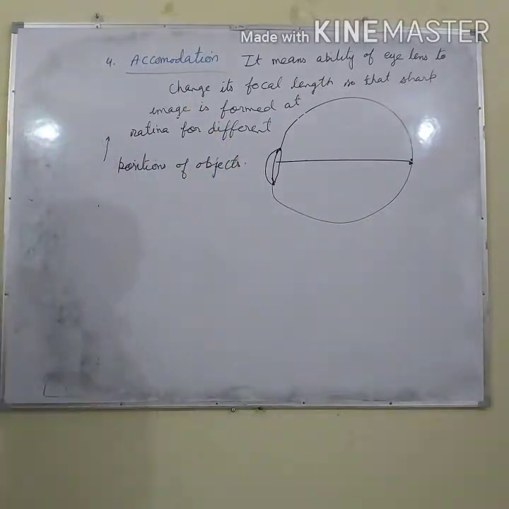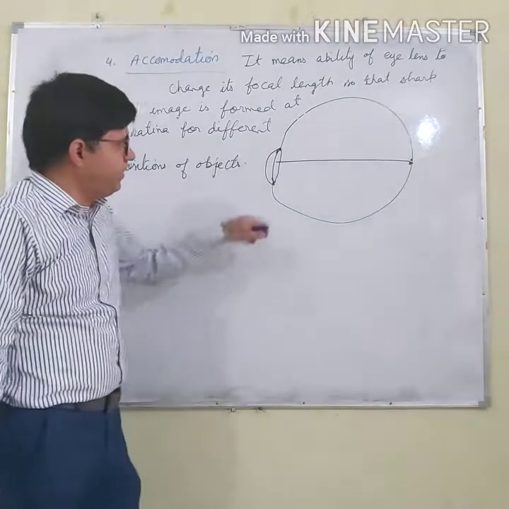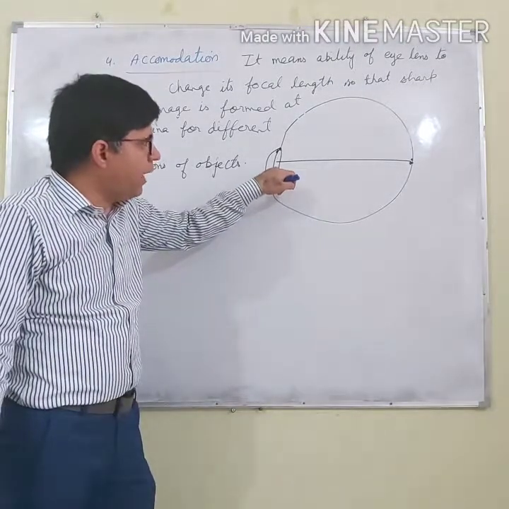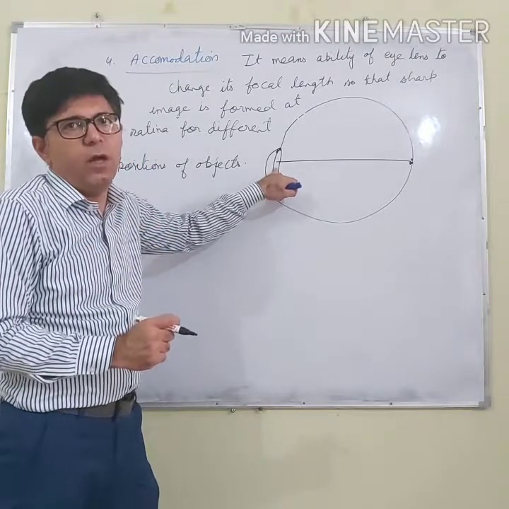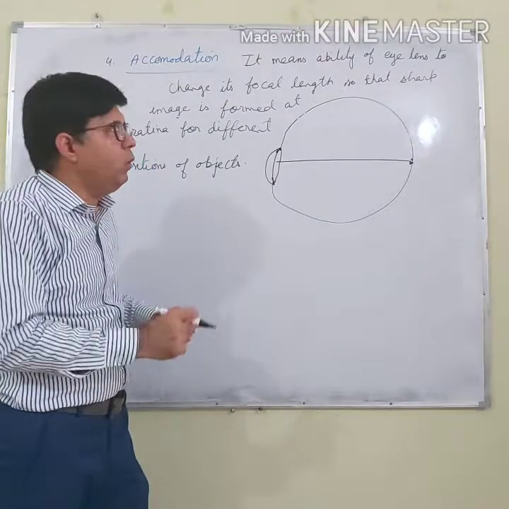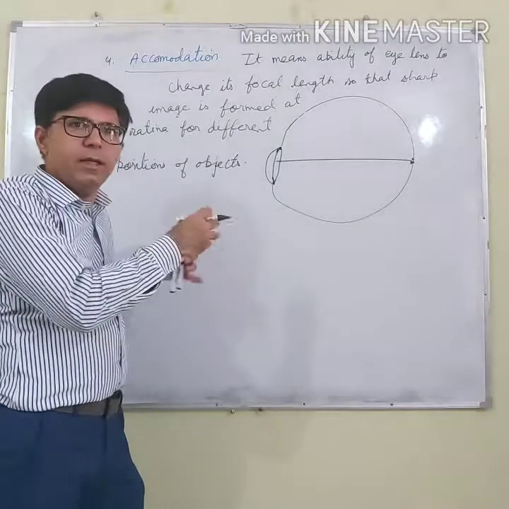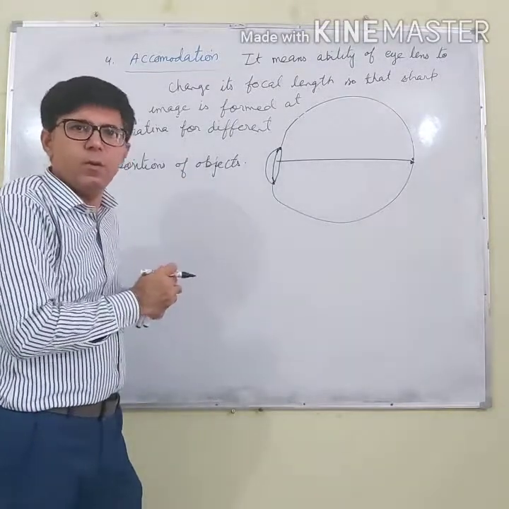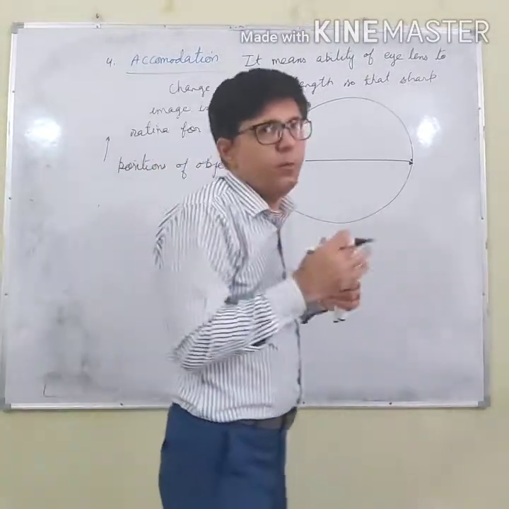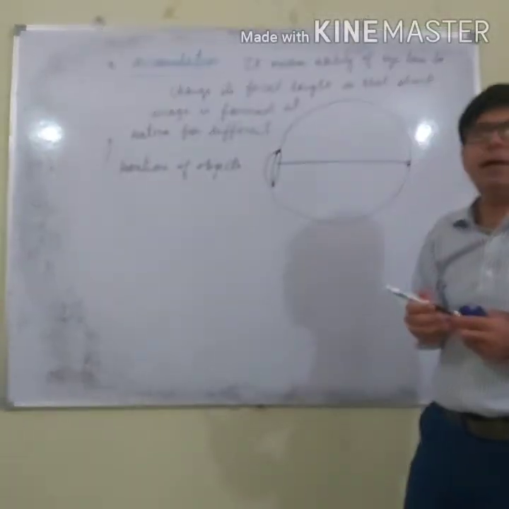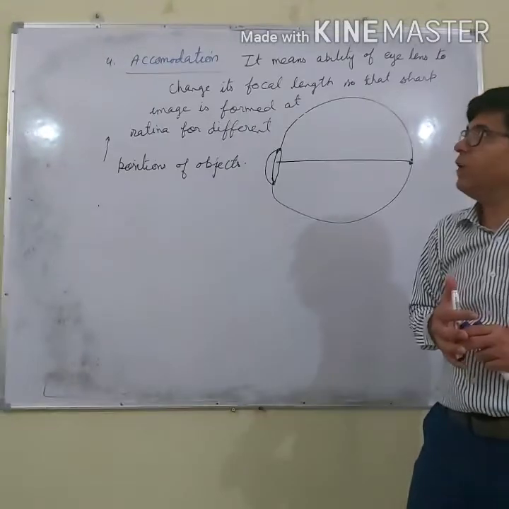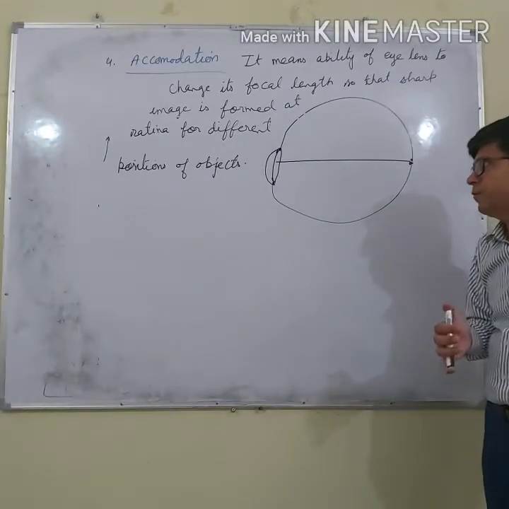So this is the definition of accommodation. Accommodation means it is the ability of the eye lens to change its focal length to form the image of objects placed at different positions, with the image always getting formed on the retina. This ability is called accommodation.